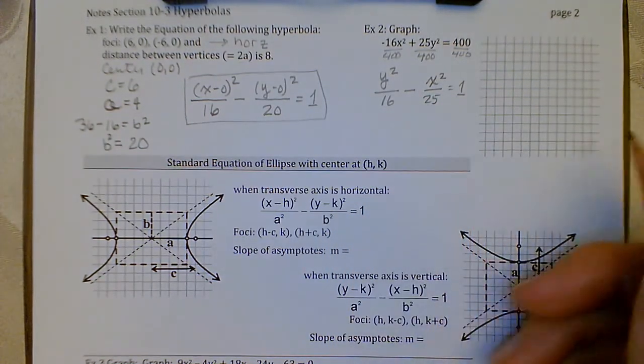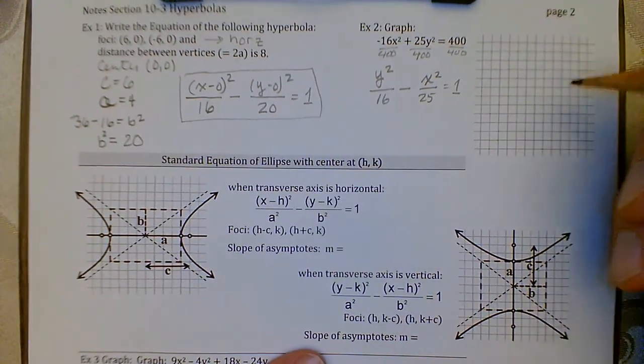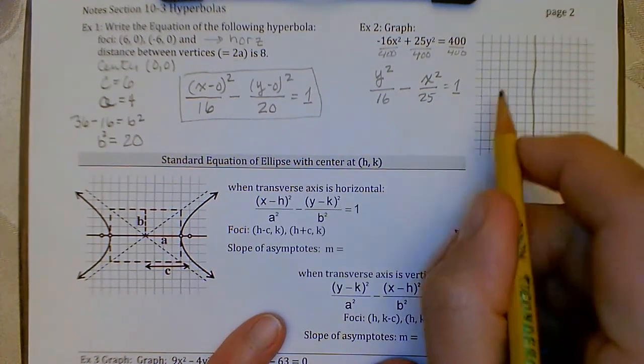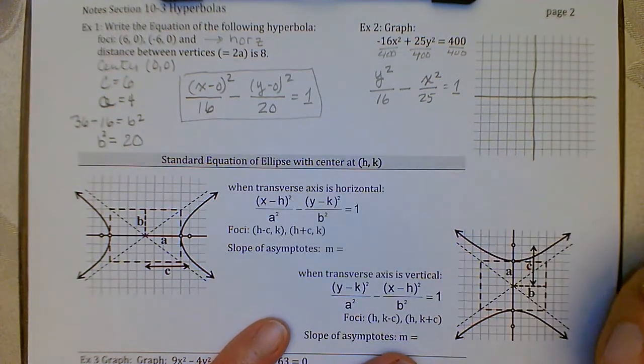All right, so to graph this thing, I need to know where the center is. Clearly, the center is going to be at the origin, so I can just plot the xy axis right in the middle in this case. So that's my xy axis.